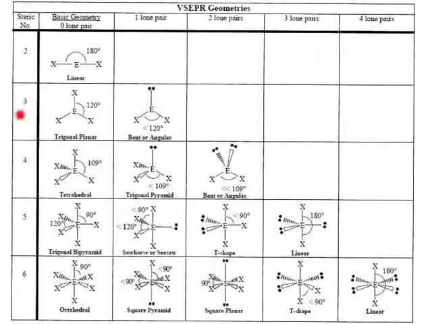In this case, 3. But wait a minute, Mr. Monahan, you said the steric number was bonded atoms. But guess what? It can be bonded atoms or lone pairs. In this case, we have a central atom with 3 things attached to it. In this case, we also have a central atom with 3 things attached to it. It just so happens that the 3 things are not the same. So a steric number can be the bonded atoms, the ligands, or the lone pairs.